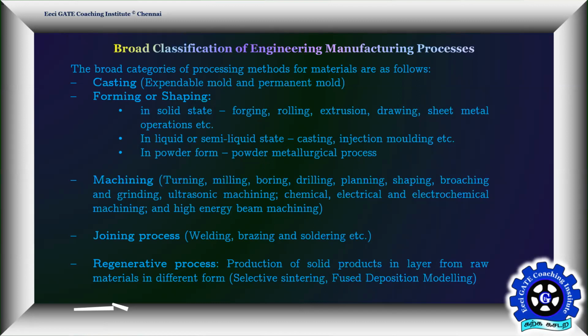Based on those two categories, we'll be discussing the metal casting techniques. Next is forming or shaping. In forming, we have three different classifications: one is solid state, liquid and semi-liquid state, and last is powdered form state. That is the sintered form, sir? Yes, you have to do sintering at the end. In solid state, we have forging, rolling, extrusion, drawing, sheet metal operations, etc.